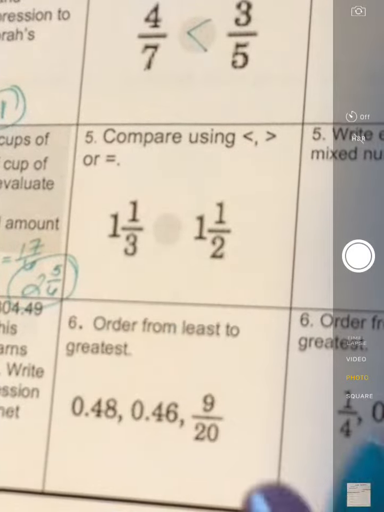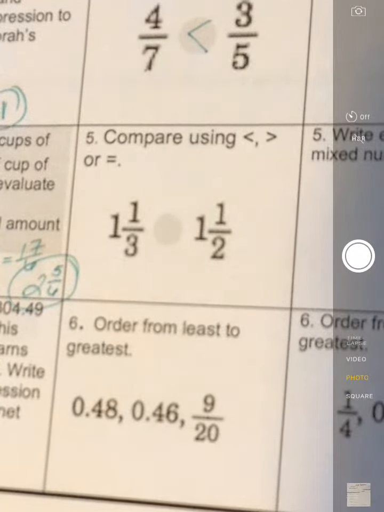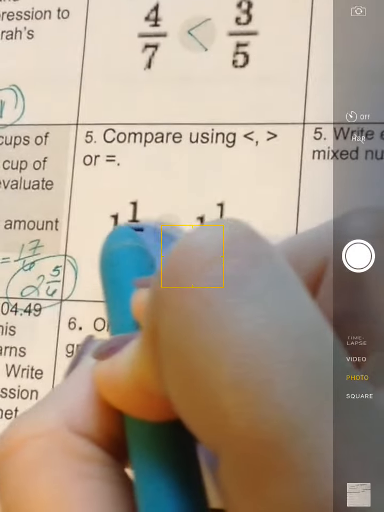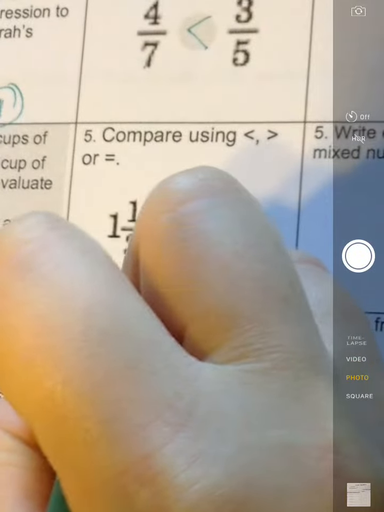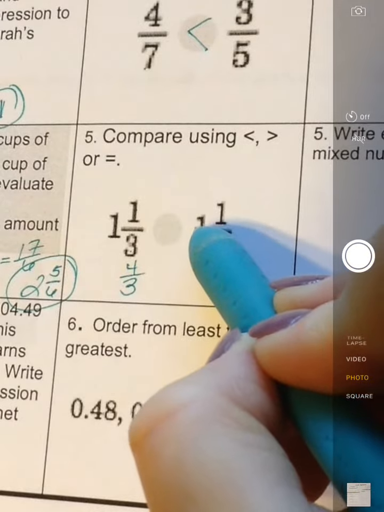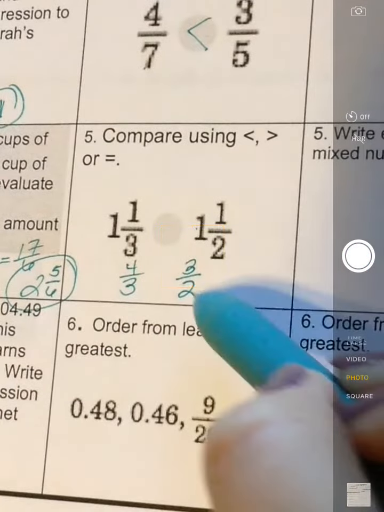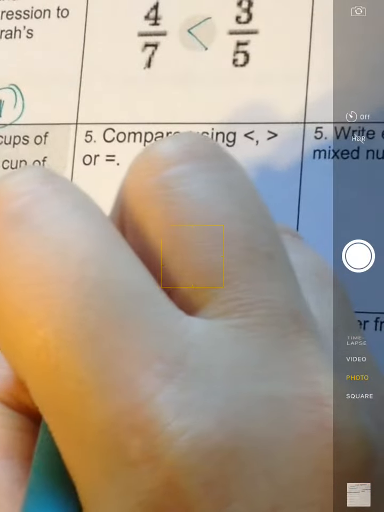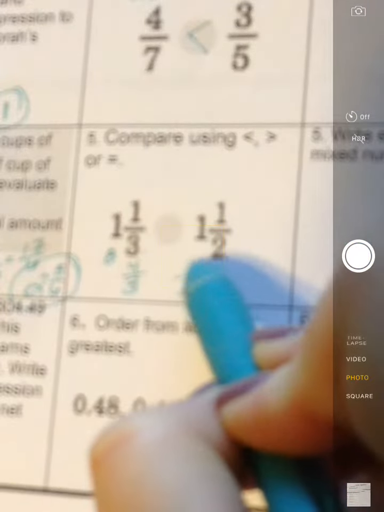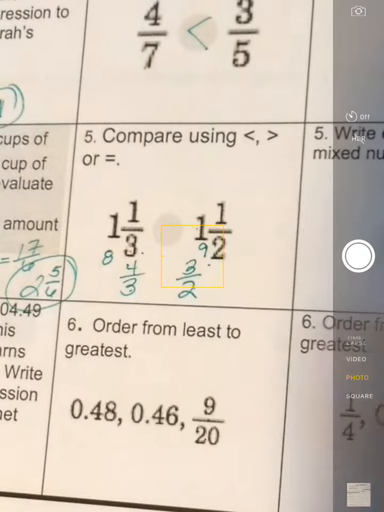We could do the same thing with these, but we need to change them into improper fractions. So 3 times 1 plus 1 is 4 thirds. 2 times 1 plus 1 is 3 halves. 2 times 4 is 8. 3 times 3 is 9. 8 is less than 9.